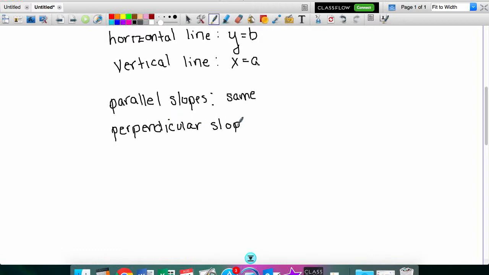And I forgot to mention, pardon my sloppiness, I'm actually doing this on a tablet, so it's kind of hard to do. Or you may hear this as negative reciprocals as well. This means that the slopes will be opposite signs, but also flipped as well.